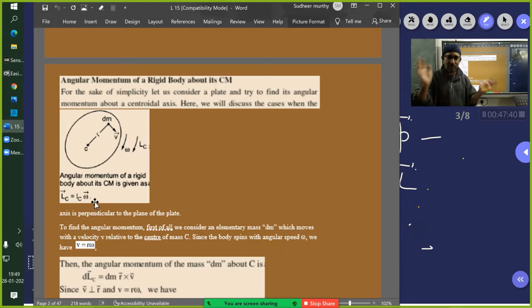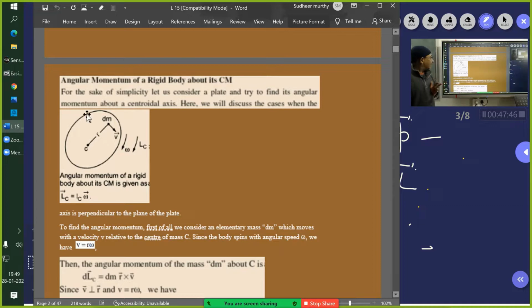So when we say a body is rotating, the first thing we have to do is say what the axis of rotation is. When I clearly said centroidal axis, that means the axis of rotation is passing through the center of mass. Got it? That is clear?